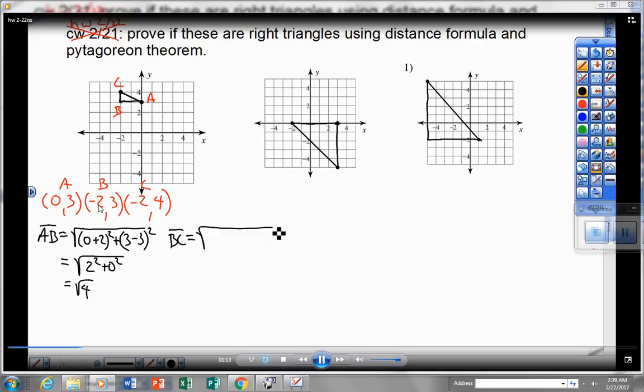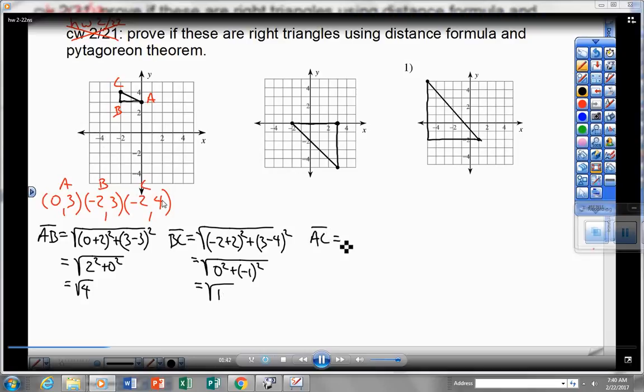BC, negative 2 subtracting a negative 2 is negative 2 plus 2 squared plus the y numbers 3 minus 4. That gives me the square root of 0 squared plus negative 1 squared, which just gives me the square root of 1 squared, which is the square root of 1. Leave the radical until the proof is done.